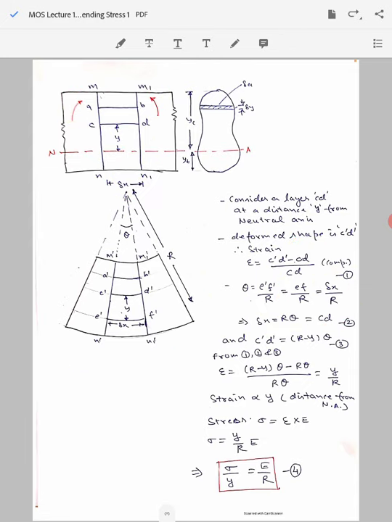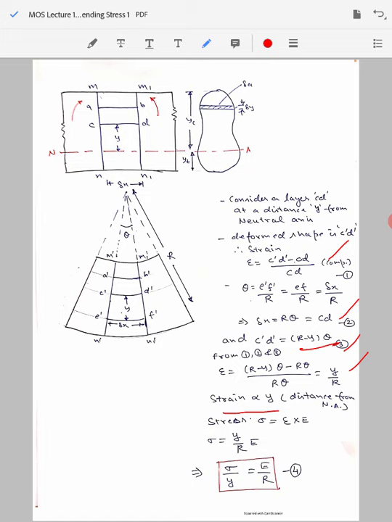Now let's look at the fiber C dash D dash. This fiber is located at a distance y from the fiber at the neutral axis, E dash F dash, so its radius will be R minus y. Therefore it can be expressed as C dash D dash equals R minus y, times theta. Let's use expressions 2 and 3 and substitute them in expression 1. We will obtain that strain equals y by R. So what we see here is that strain is proportional to y. What is y? y is the distance of the fiber from the neutral axis.